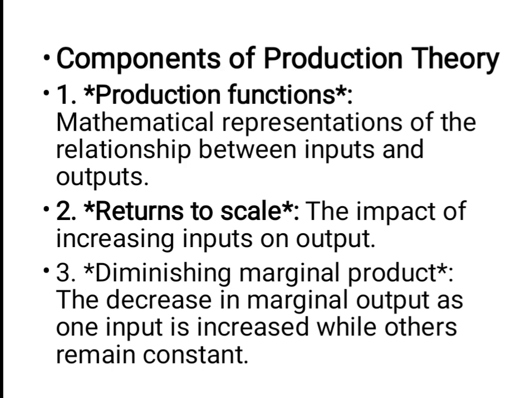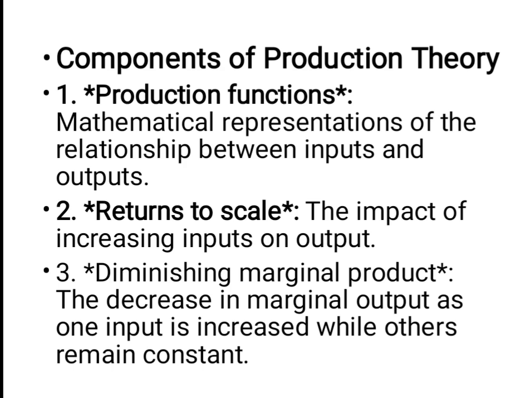Then there is also what is called diminishing marginal product. The decrease in marginal output as one input is increased while others remain constant. You may have different raw materials to produce a certain product. So there are sometimes situations whereby there is diminishing marginal product, whereby one material finishes before the other material.